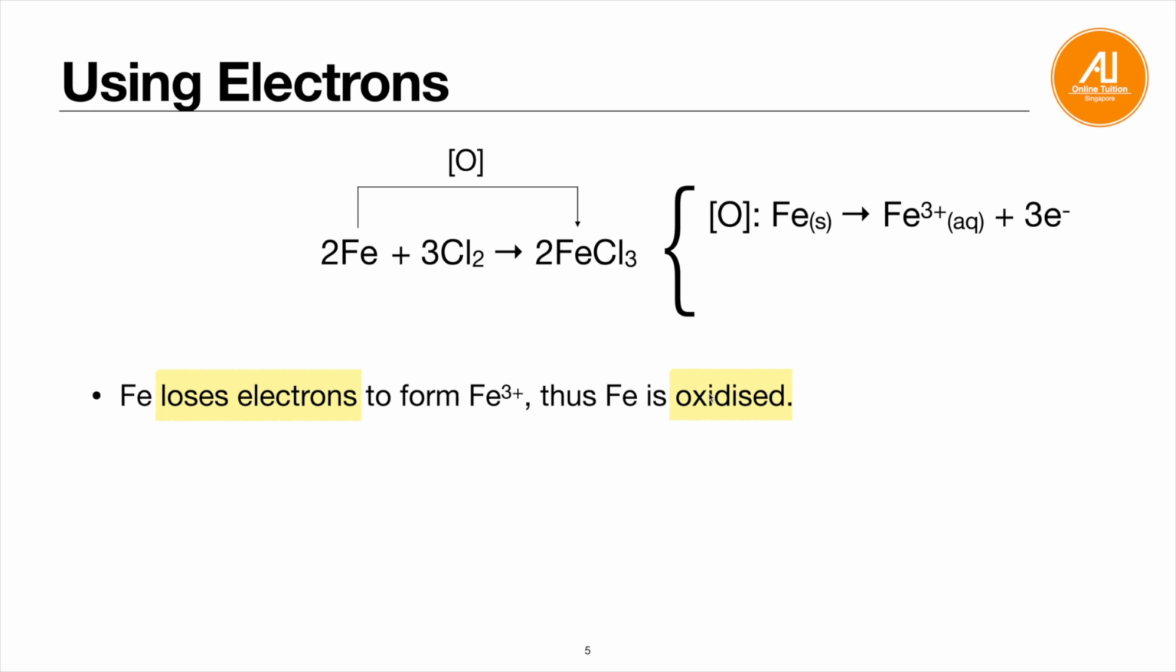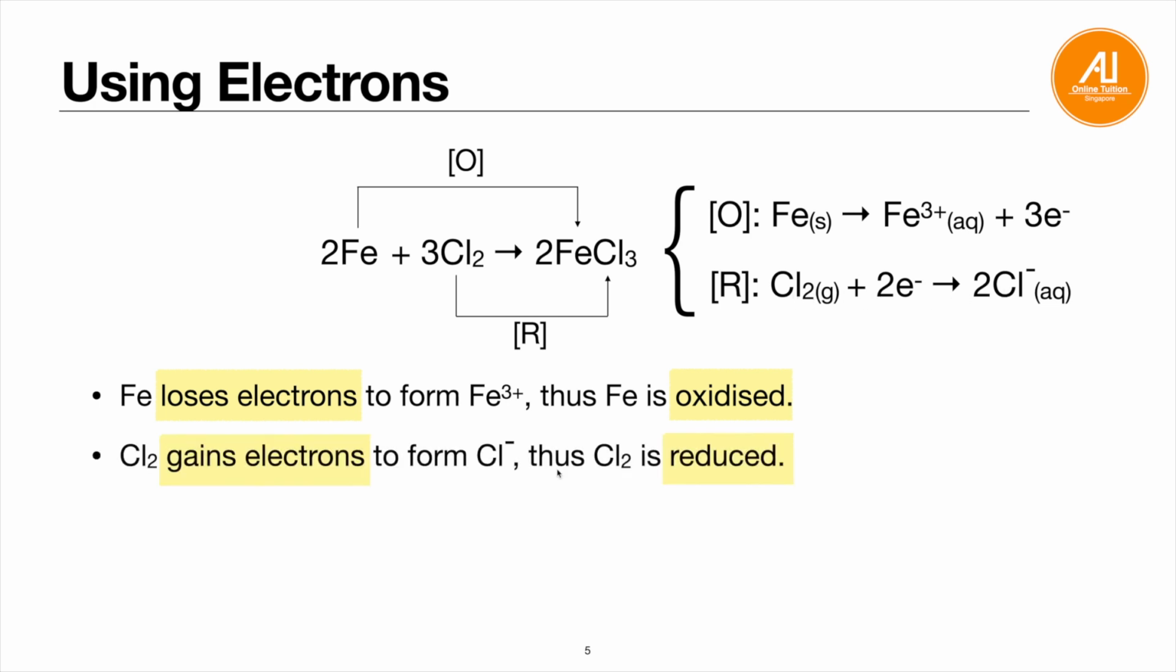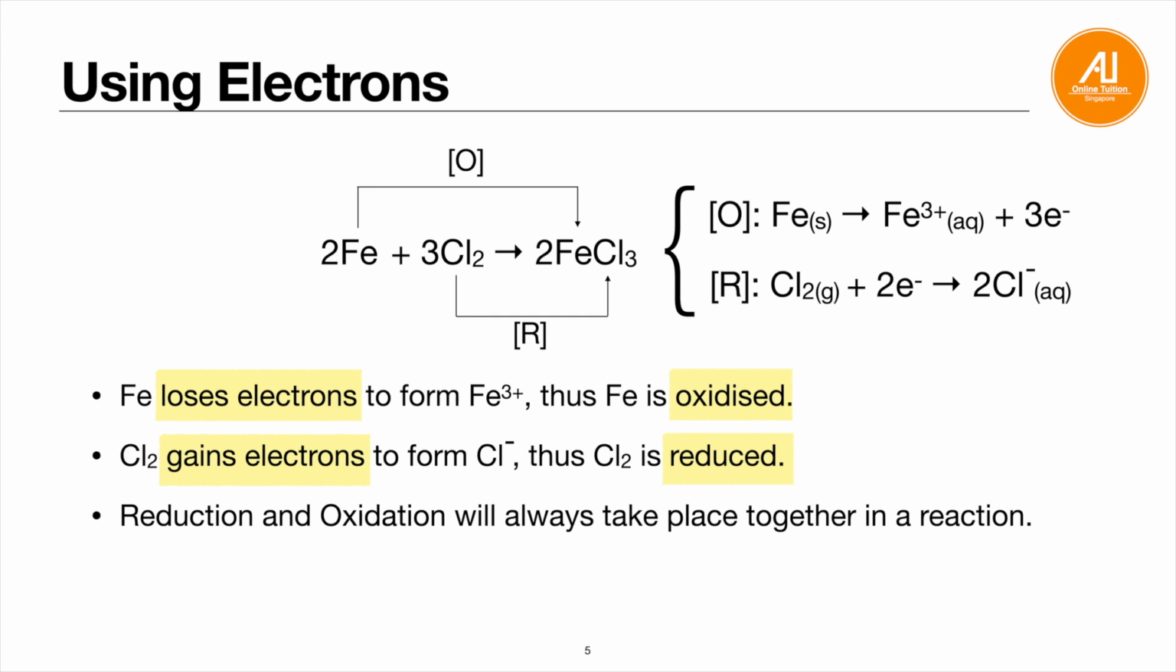Next one, chlorine. Cl2 will become Cl minus. If you write the half ionic equation, Cl2 gains 2 electrons to give you 2 Cl minus. You realize that the charge on both sides of the equation must remain the same. The left hand side is 2 minus, the right side is 2 minus as well. If you gain electrons, you are reduced. Cl2 gains electrons to form Cl minus, thus Cl2 is reduced. It is the same thing, it always takes place together.